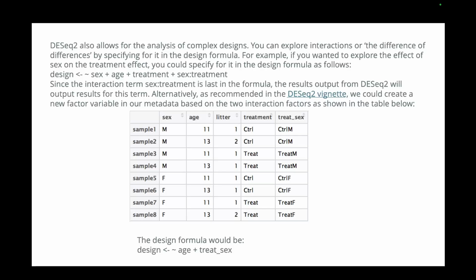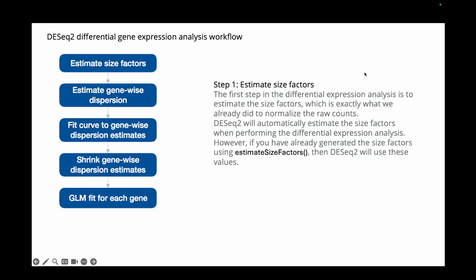Alternatively, as recommended in the tutorial, you can create a new factor in the metadata based on the 2 interaction factors as shown below. So basically, this is combining treatment and sex. You can do that, right? Okay, so these are your different steps.